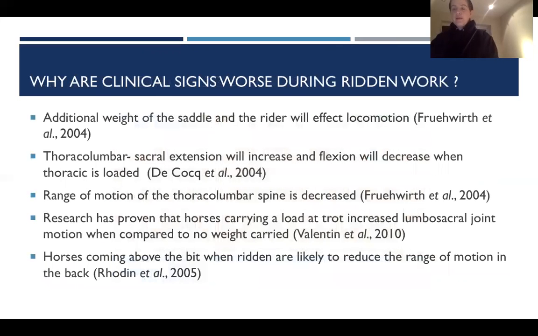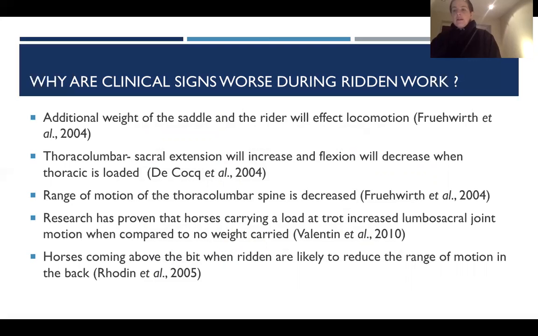So in accordance with previous observations, clinical signs are worse when ridden compared with in hand or on the lunge. The addition of the weight of the saddle and the rider is likely to influence the way that the horse moves, especially when a horse's back is overloaded. It makes it difficult for the horse to ride in balance.